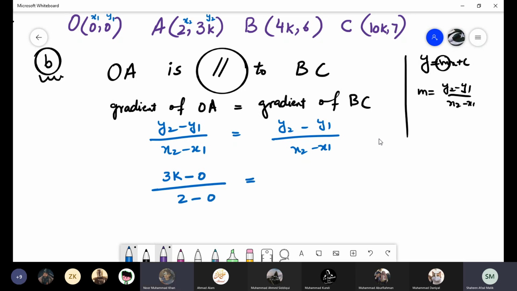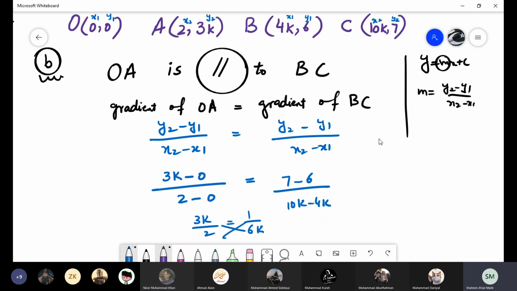What about the second one, BC? B and C. This is x1, this is y1, x2, y2. 7 minus 6 over 10k minus 4k. Can we simplify? 3k minus 0 will be 3k only over 2. 7 minus 6 is 1. 10k minus 4k is 6k.